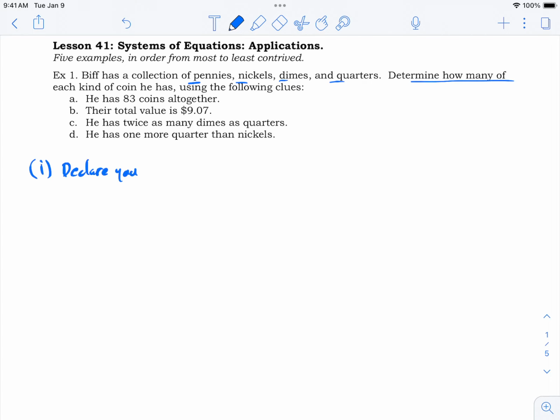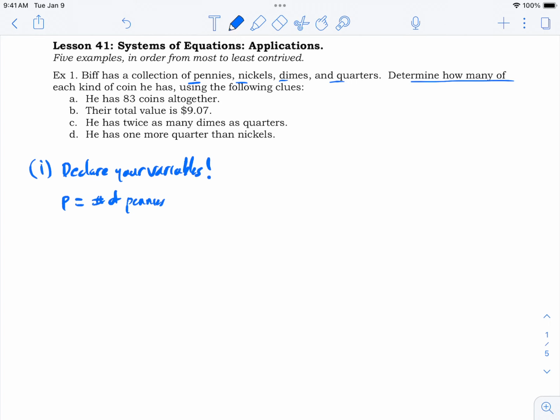your variables. And you want to do this carefully. For example, you could use X, Y, Z. Actually, I'm going to use P, N, D, and Q, which I think would be a little more natural. So P is the number of pennies. I'm trying to be specific here. I'm not going to write just P equals pennies, because somebody might not know what I mean. Did you mean the number of pennies? Did you mean how much money you have in pennies? So try to spell it out as best you can. Don't make me guess what you meant.